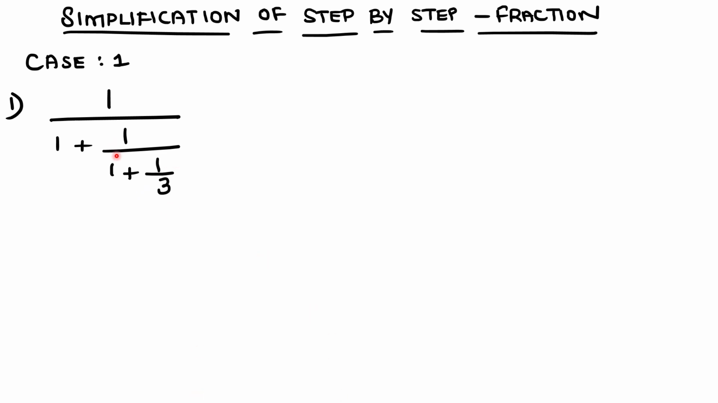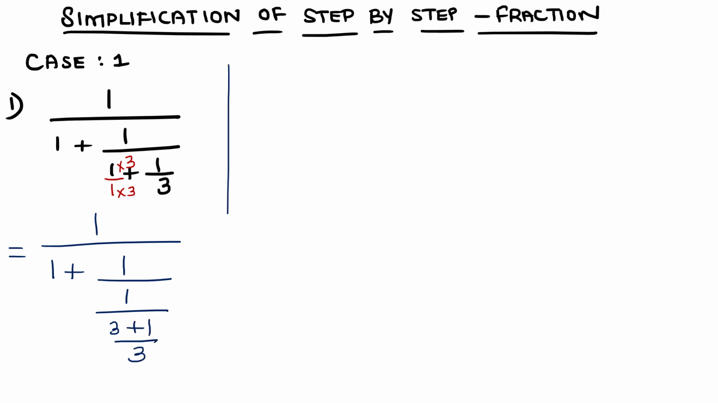First you will be taking the LCM for the denominator. I will first teach you the usual method, then I will move on to the trick. In the usual method, I do 1 divided by 1 plus 1 by, and here I take the LCM of 1 and 3, which is 3. So I'll multiply by 3. Then I will proceed with 1 divided by 1 plus, so 3 plus 1 by 3.